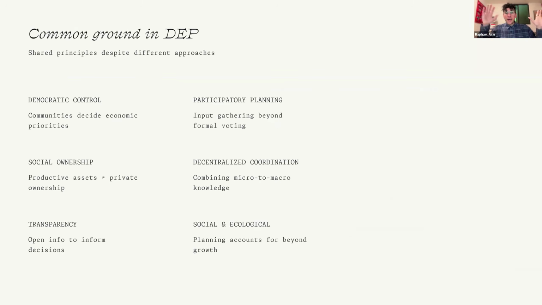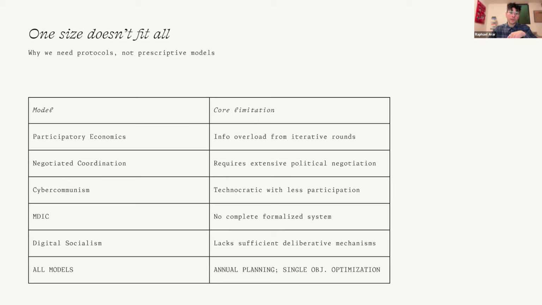I think standing back from these six models, you can see a rough consensus. Democratic control over economic priorities, social rather than private ownership of productive assets, transparency of information, participation beyond formal voting, some synthesis of centralized and decentralized coordination, and some integration of ecological and social factors into planning as constitutive and not as externalities. That, I would argue, is the floor. Every serious proposal agrees on that much. Where they differ is in the mechanisms.